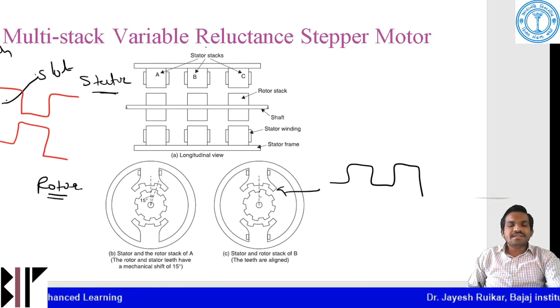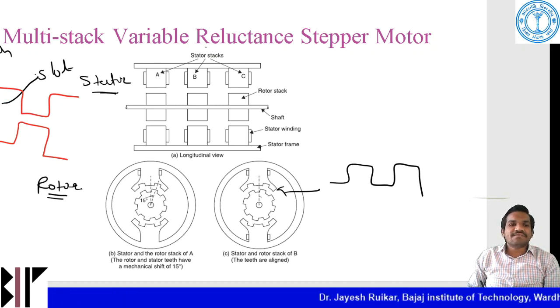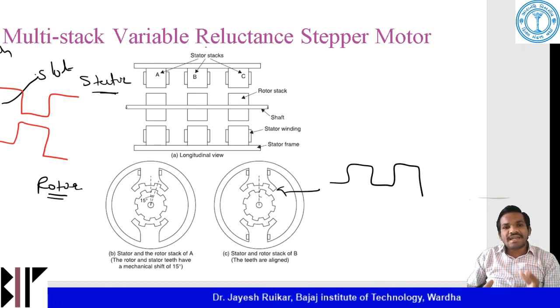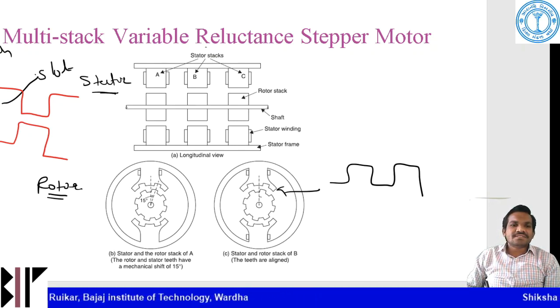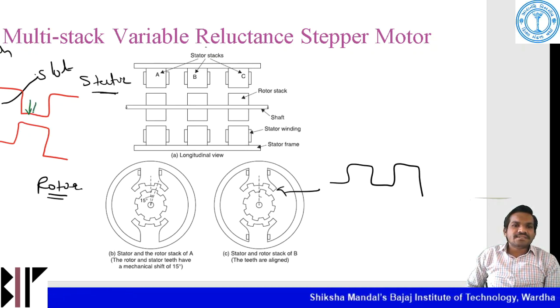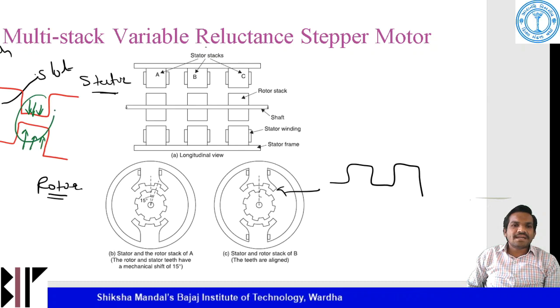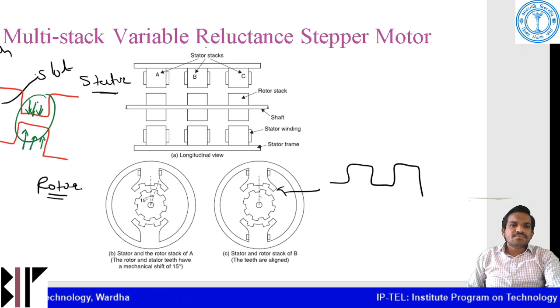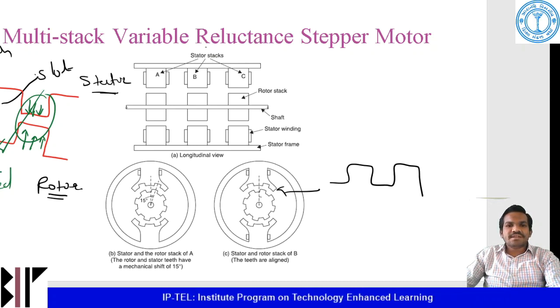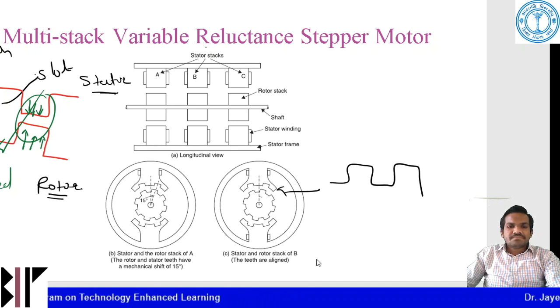When any coil is energized, it will produce a magnetic flux, which will attract your rotor towards the stator. When this is energized, these are the flux lines, and this is the teeth. A magnetic flux is produced and it will attract the rotor to the stator, so both are aligned to each other. This applies when the stator is energized.